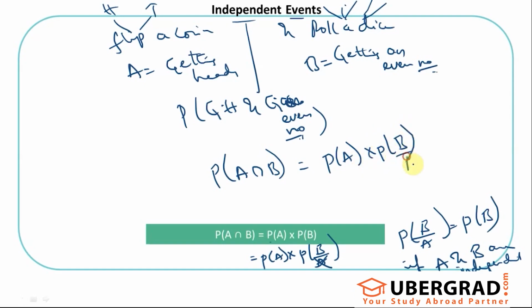Because P of B given that A happened: is it heads or tails? Let's assume I flip a coin. There are two possibilities, heads or tails. What is the probability, if I got heads, of getting an even number? It is still 3 by 6. 2, 4, 6 are my favorable outcomes, total is 6. Even if I get tails, the probability of getting an even number is 3 by 6. It won't change. That's why they are independent.